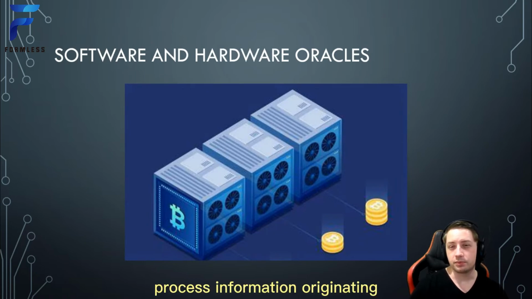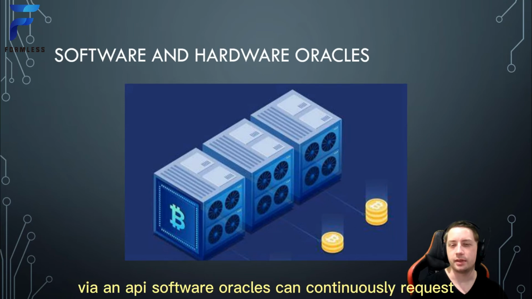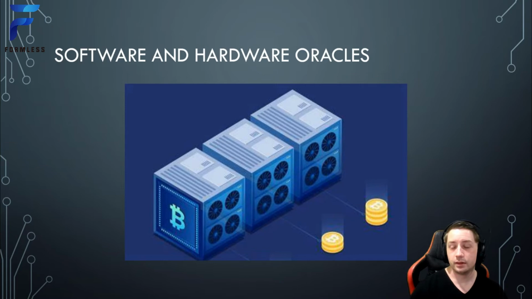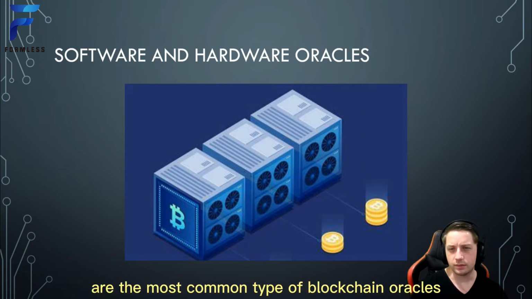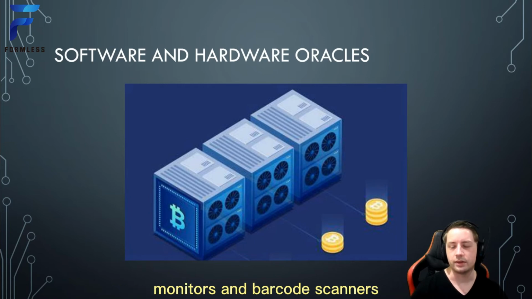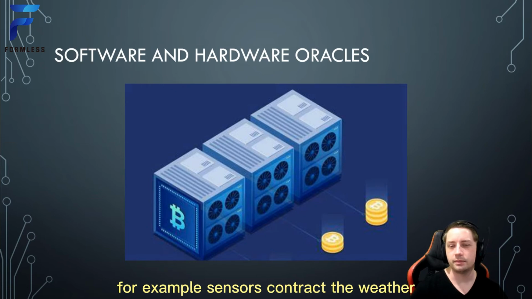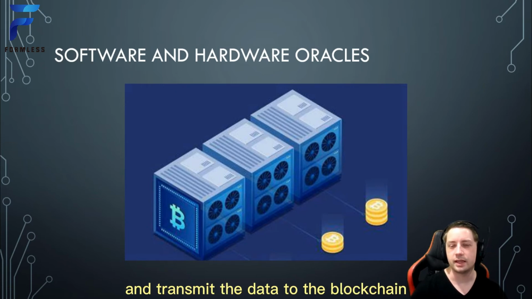Software oracles process information originating from online sources on the internet, such as databases and servers. Since this information is available online in real time via an API, software oracles can continuously request and feed data. Therefore, software oracles are the most common type of blockchain oracles. Hardware oracles are devices such as electronic sensors, monitors, and barcode scanners that translate real-world events from the Internet of Things, or IoT, into data on the blockchain. For example, sensors can track the weather and transmit the data to the blockchain.